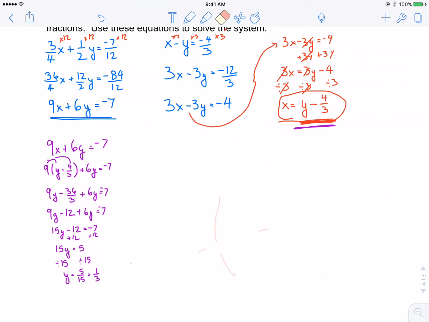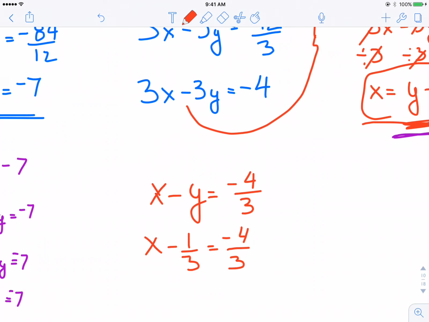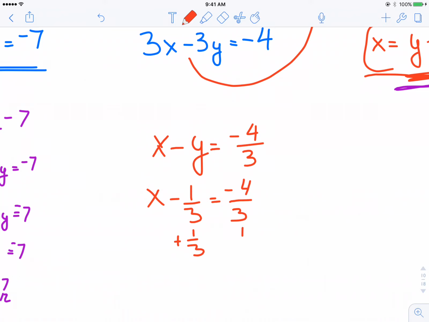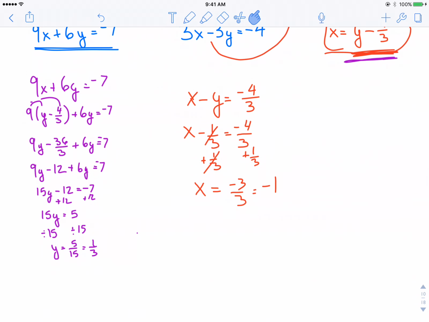My original equation, if I can erase that line, of x minus y is equal to negative 4 over 3. We said that y is equal to 1/3. x minus 1 over 3 is equal to negative 4 over 3. I'm going to add 1/3 to get rid of this. Add 1/3 over here. So cancel. x is equal to negative 4 over 3 plus 1 over 3 is negative 3 over 3, or negative 1. So there is my solution to this system, and it would be negative 1 and 1/3.